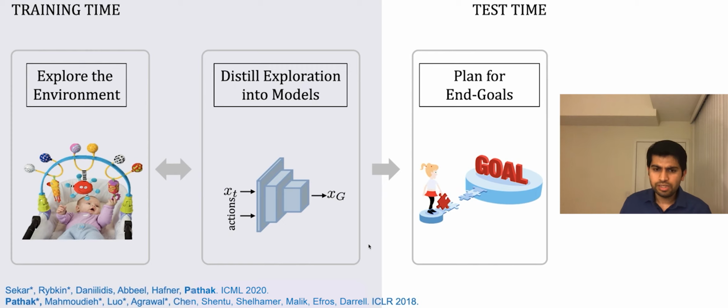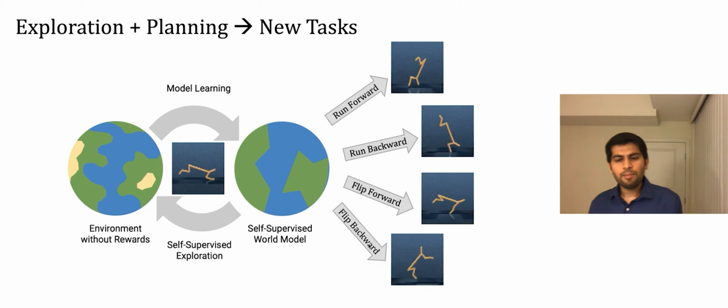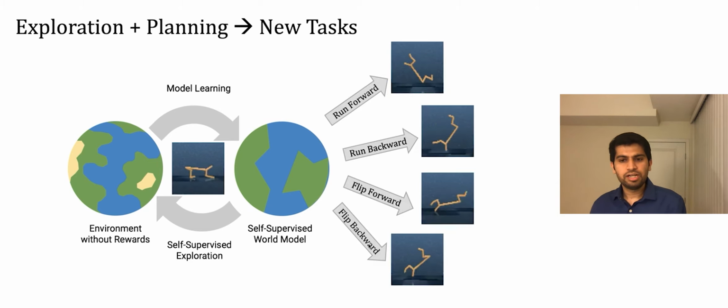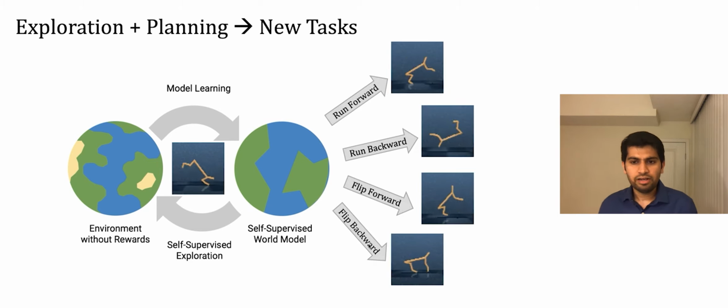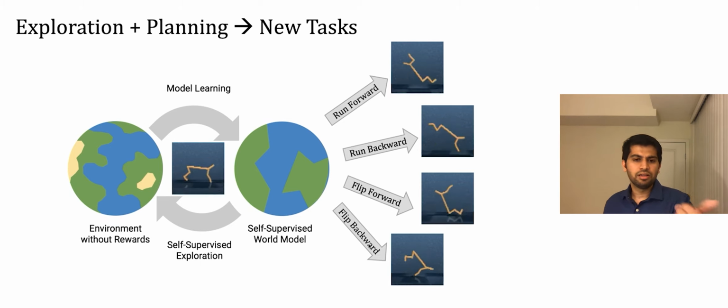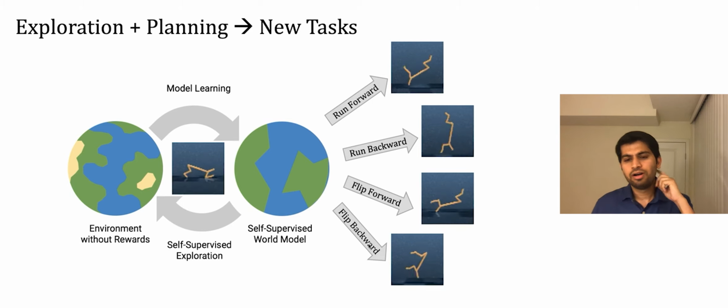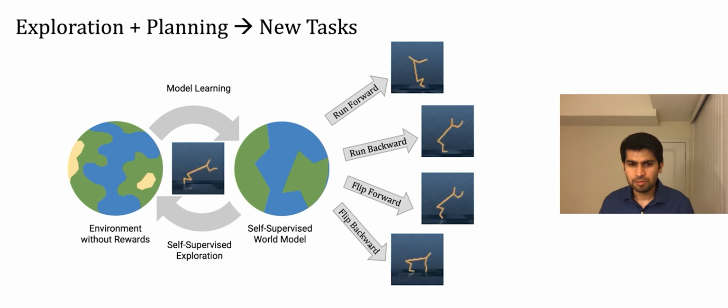So since we are using planning over here, our agent is usually able to adapt to new tasks, which it has not been told about at training time, without any further fine-tuning. For instance, a cheetah robot over here can do forward running, backward flip, and forward flip in this task.